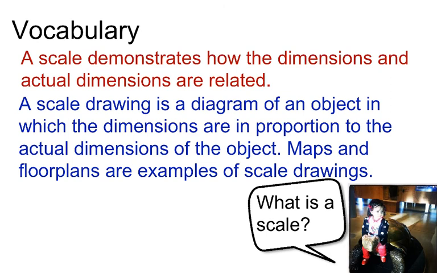So, what is a scale? Well, a scale demonstrates how the dimensions and actual dimensions are related. A scale drawing is a diagram of an object in which the dimensions are proportional to the actual dimensions of the object. You don't need to write down the example, but maps and floor plans are examples of scale drawings. An architect will draw a blueprint, which is a scale of the building he or she is going to create. When we read a map, we see that it is proportional. 1 inch might equal 500 miles, for example, in the actual location we are visiting. Go ahead and take a minute to make sure that you have your vocabulary written down in your notes.